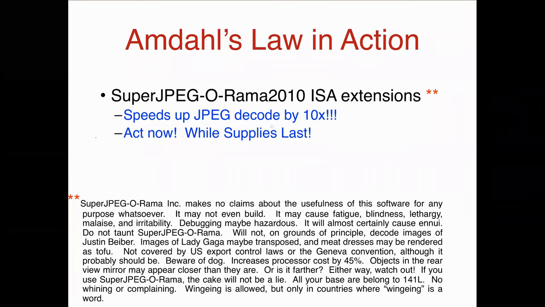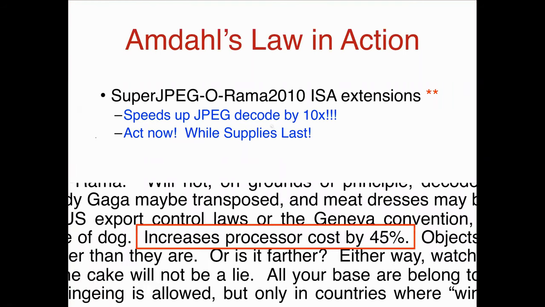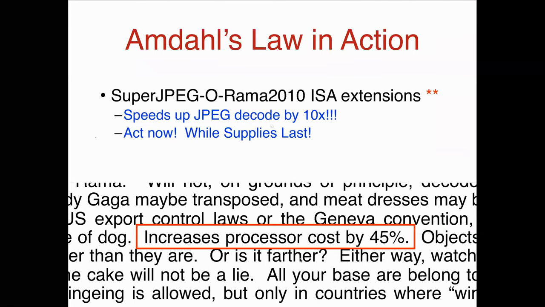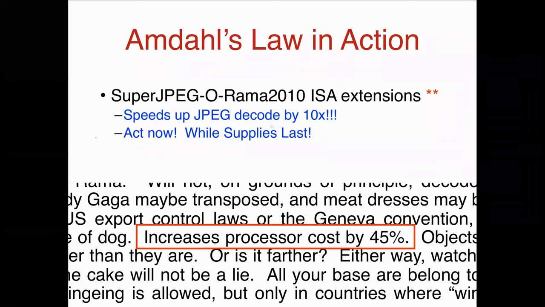But obviously there's some problems in the small print. Specifically, this part increases the processor cost by 45%. So we have these new ISA extensions, new instructions that our CPU can perform, but they're very expensive. We're going to have to pay 45% more. So let's look at our program.